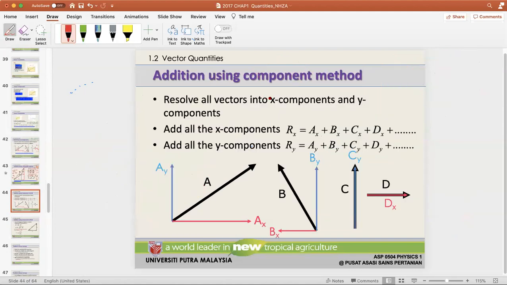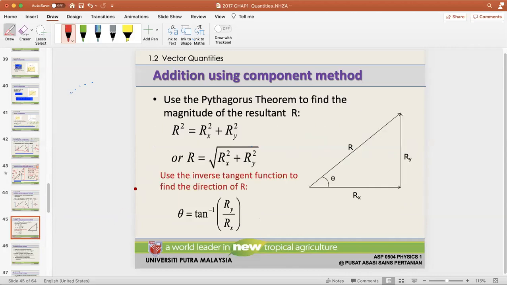Okay, resolve all vectors. Okay, this is done already. Rx, Cx, Bx, Cx, Dx. This is the situation when we have more than 2 vectors, just now we had 2 vectors. Same thing, resolve it, Ax, Bx, Dx, and then add them together. Ay, add with By, add with Cy. Dy doesn't have a component, so it's just a 0 there. Okay. Use the Pythagoras theorem to find the magnitude of the resulting R. We already know this one.